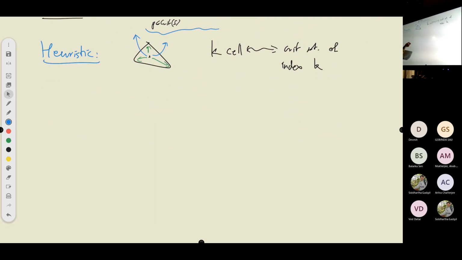But this just recovers a numerical invariant. What if we wanted something finer? What if we wanted, say, homology, singular homology, for instance? So let me outline how to get that.